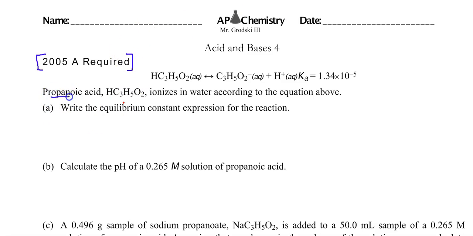So propanoic acid, here we go, H in front, screaming to you that it gives off an H, ionizes in water, which means it makes ions. That's why there are electrolytes. Okay, breaks apart into ions, according to the equation above.